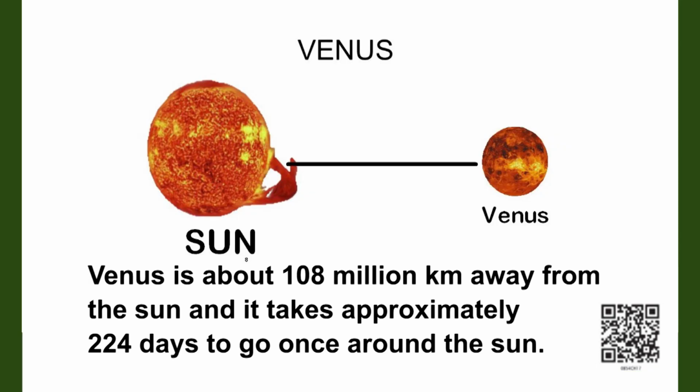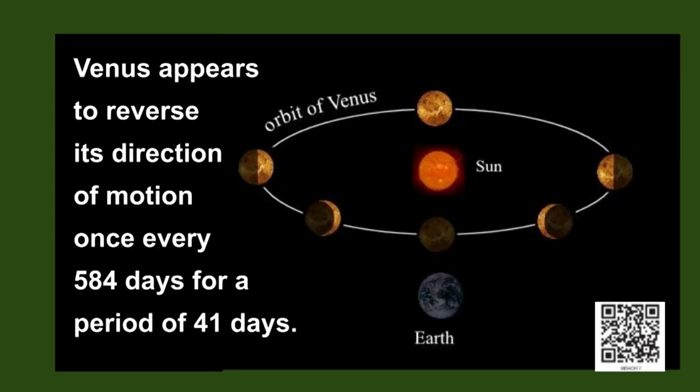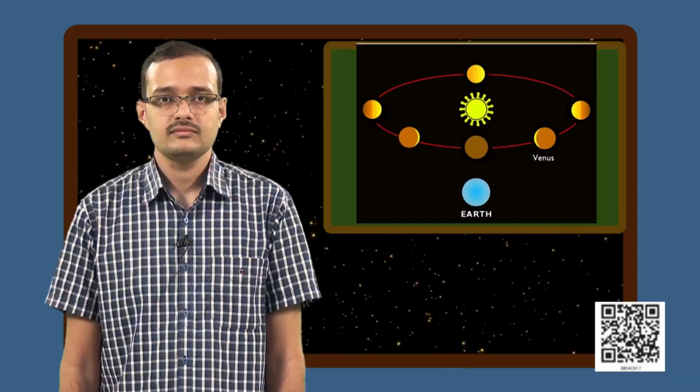Venus is about 108 million kilometers away from the Sun, and it takes approximately 224 days to go once around the Sun. This means, looking from the Earth, Venus appears to reverse its direction once every 584 days for a period of 41 days. This is called the retrograde motion of Venus.